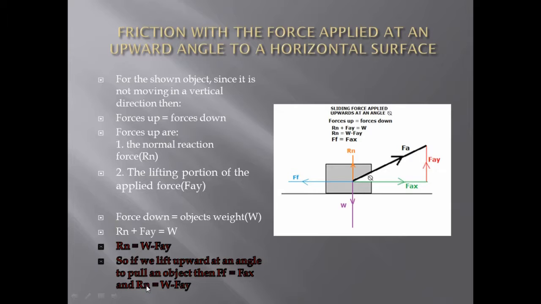So if we lift upward at an angle to pull an object, then the friction force Ff equals the horizontal component of the applied force, which is Fax, and the normal reaction force Rn equals the weight of the object minus the vertical component of the applied force.